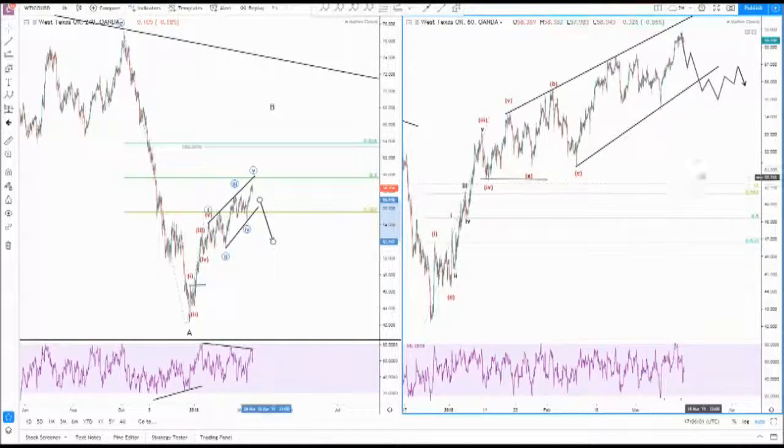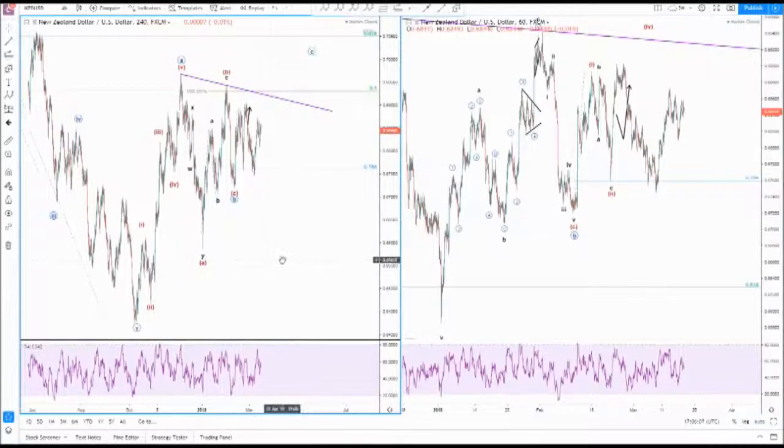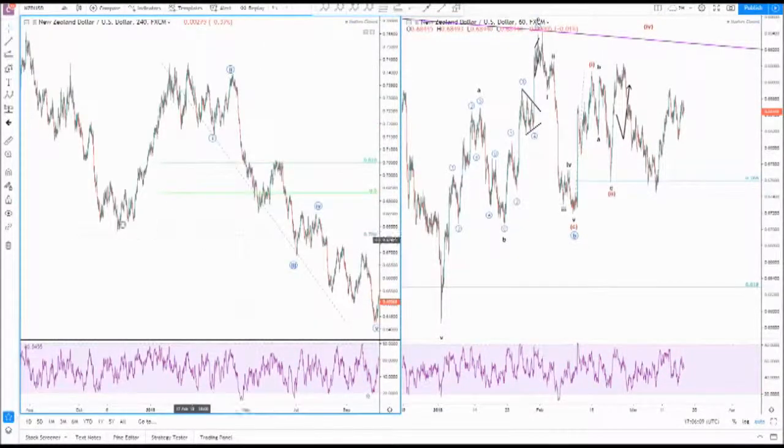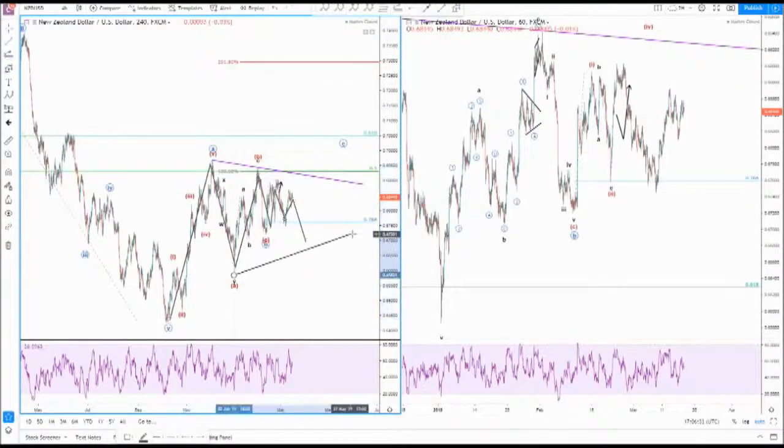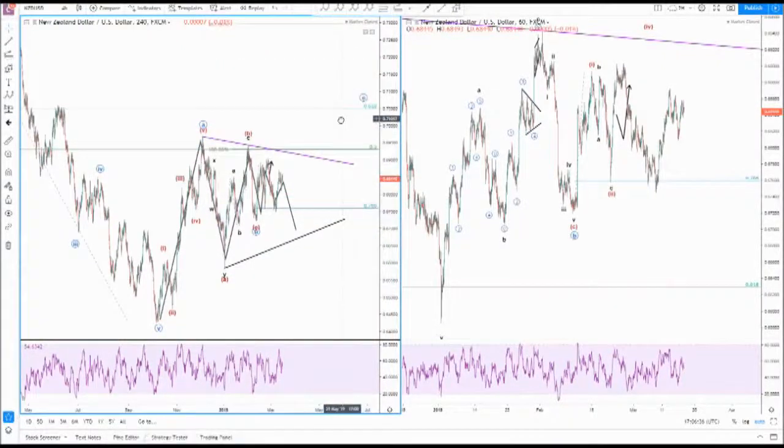Next thing I want to take a look at is the Kiwi. Now Kiwi's a little bit messy. I've got a lot of counts going on here. But essentially, the main takeaway is we've had a strong leg up. Now we've got this sideways choppy business. We could possibly come down here and test these levels. I don't think we'll get back to 66. I think we are going to be in a triangle regardless of how we look at it. I think this could create a triangle for wave B, and then we'll head higher for C.